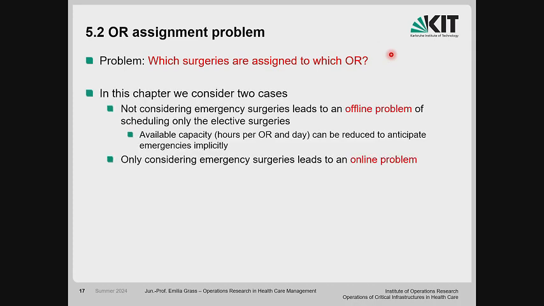So we consider two cases. Again, the offline problem where we all know the demand for surgeries. They are coming from the elective patients. The available capacity means the hours per operating room and day, and it can be reduced also to anticipate emergencies. So I know I have 100% operating room capacity and I plan just for 50%. The remaining 50% are just for emergency patients, to hedge somehow against this uncertainty.